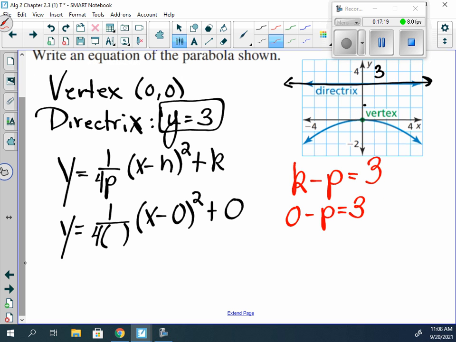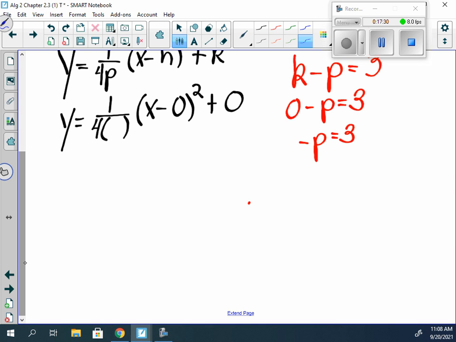Well, hey, I have an equation with one variable, yes? I can solve for p. Well, 0 minus p is just negative p. What do we do next? Divide both sides by -1, and it tells me p is equal to -3. Now plug it in.